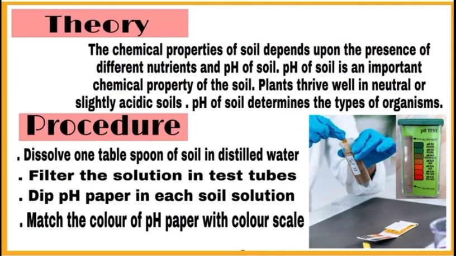Write theory part of the experiment. The chemical properties of soil depends upon the presence of different nutrients and pH of soil. pH of soil is a very important chemical property, and plants grow very well in neutral soil or slightly acidic soil. Also, pH of soil determines the types of organisms present in it.